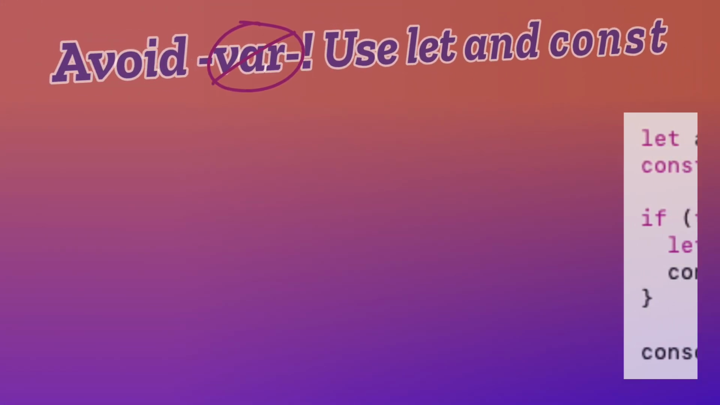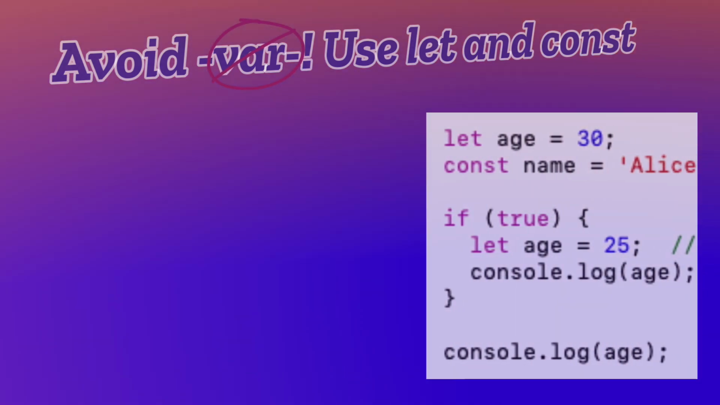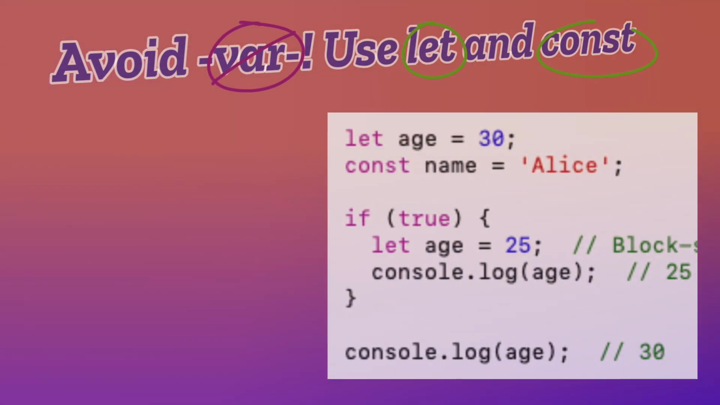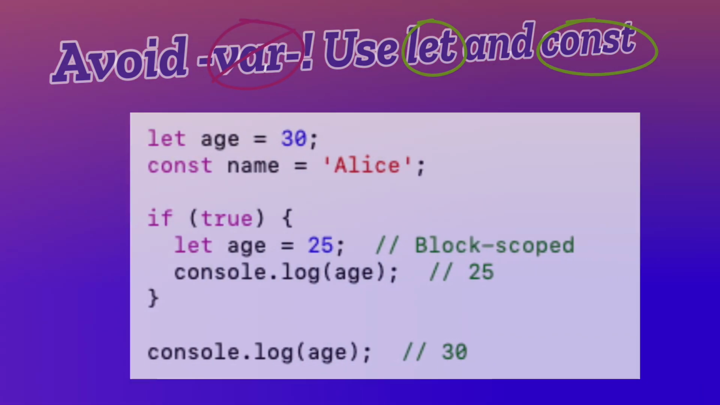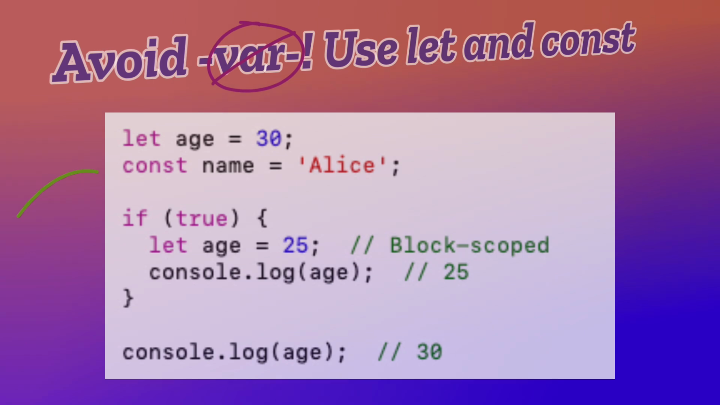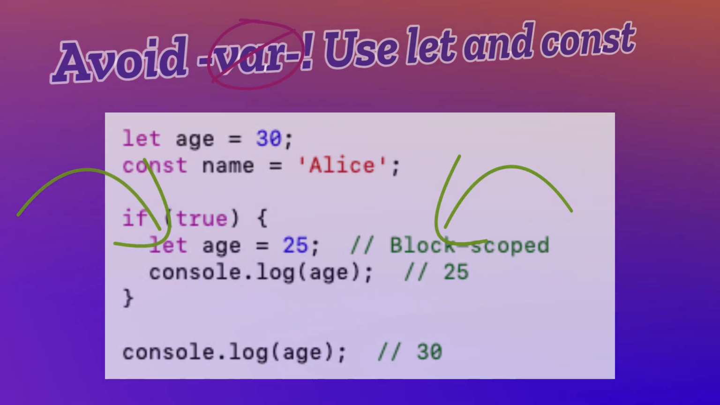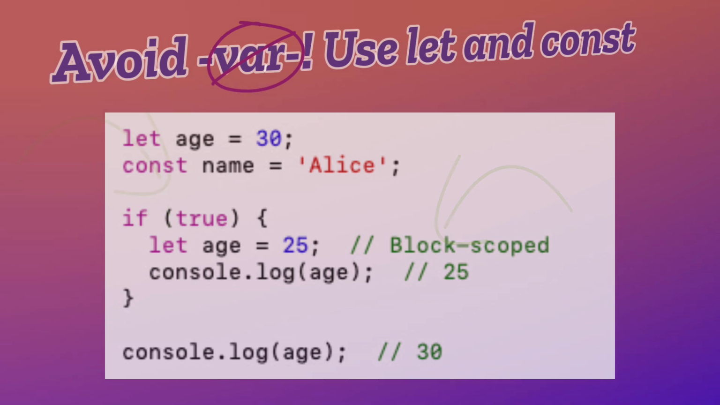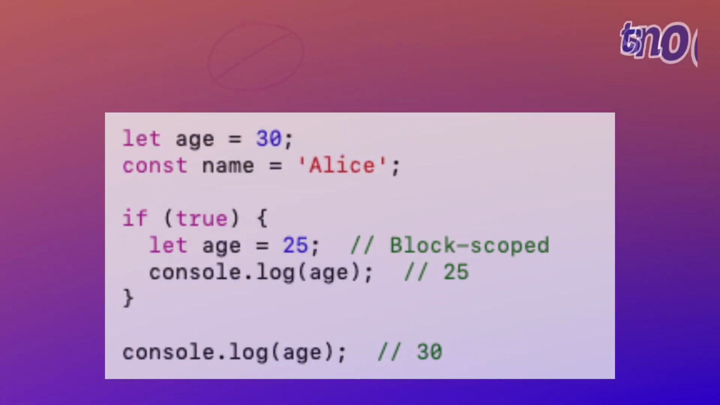First tip is to avoid using var in your code. JavaScript provides two better alternatives, let and const. These ensure better block scoping and prevent unintended behavior. As you can see, let is block scoped, meaning its value is only valid inside the block. Use const for variables that shouldn't be reassigned. This prevents accidental modifications and makes your code safer.